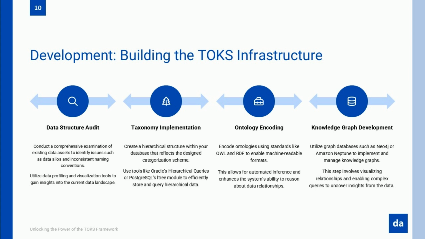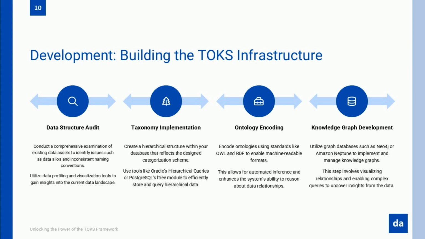The Web Ontology Language, OWL, is a popular choice, offering a rich set of constructs for expressing complex relationships and constraints. Another option is the Resource Description Framework, RDF, which provides a flexible graph-based data model. These formats allow you to represent your ontology in a way that machines can interpret and reason about, enabling automated inference and knowledge discovery.